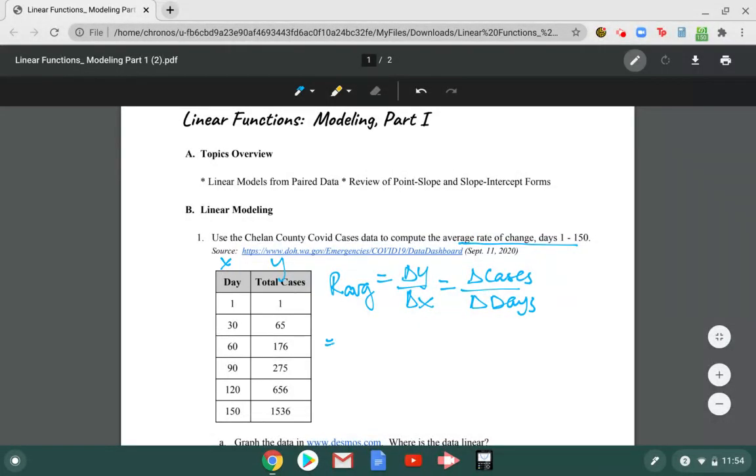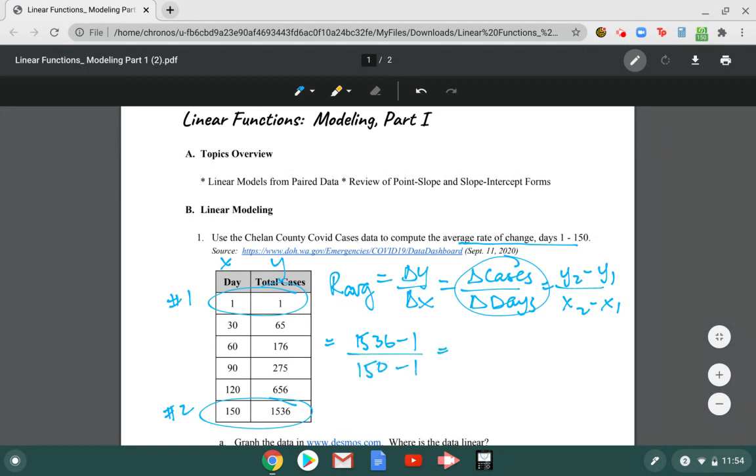When we're doing this, we want to go ahead and grab the first day and the last day. I'm going to call the last day point 2 and the first day point 1, and that's going to help us put this into our familiar slope formula, y2 minus y1 over x2 minus x1. But in terms of cases and days, that's going to be the second case, so 1536 minus 1 divided by 150 minus 1. I can just do the math here. That's going to be 1535 divided by 149. Let's put this into the calculator.